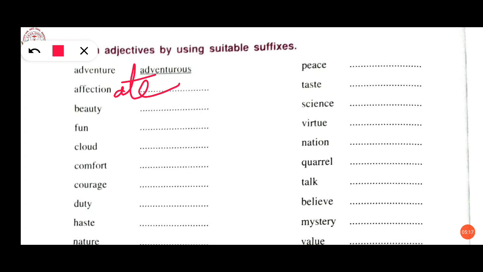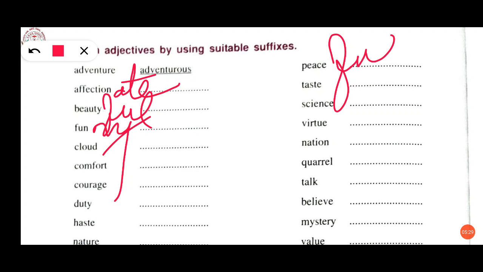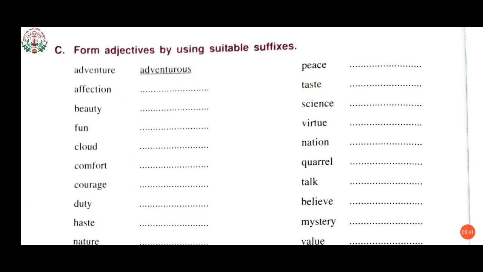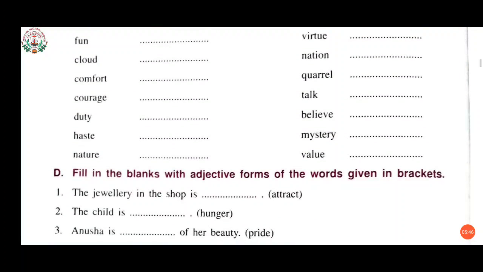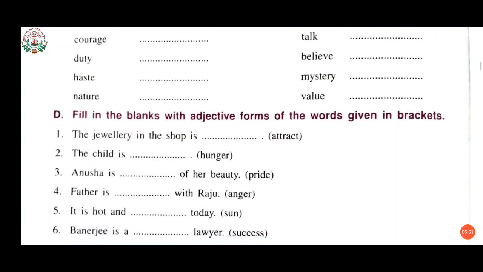Likewise, beauty. For beauty we can add ful, beautiful. For fun, funny. Like here, peace is given, we just have to add the suffix ful to complete the word. Taste, tasty. After removing the E, we add Y to it. So likewise, you have to complete all these words. Now students, the PDF of this you will get tomorrow itself.